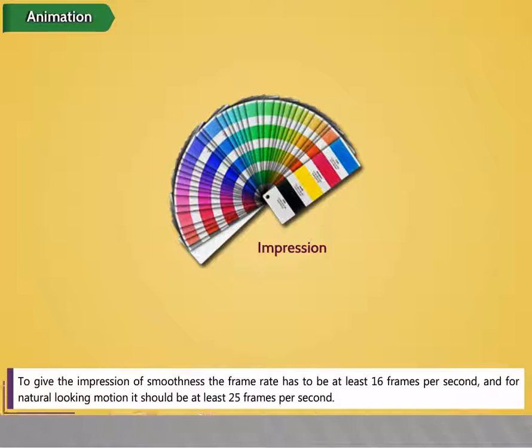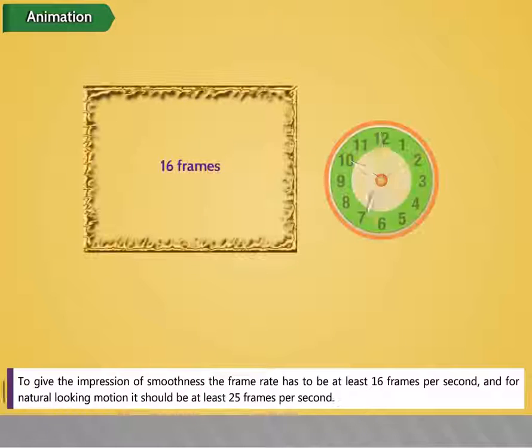To give the impression of smoothness, the frame rate has to be at least 16 frames per second, and for natural looking motion, it should be at least 25 frames per second.